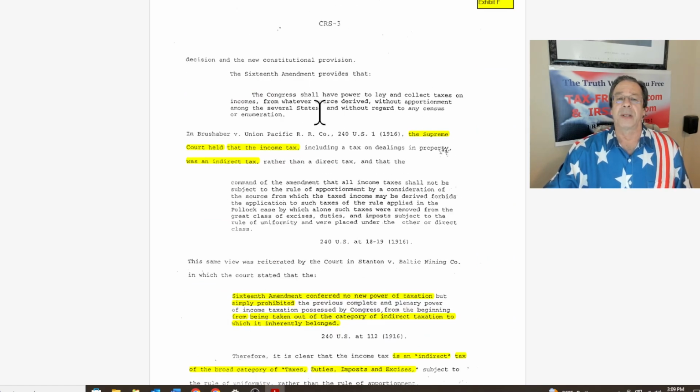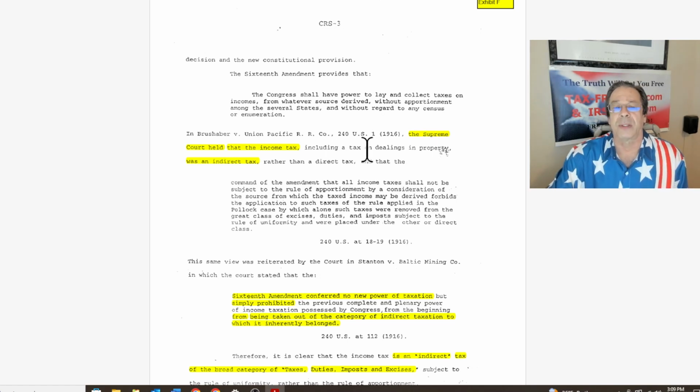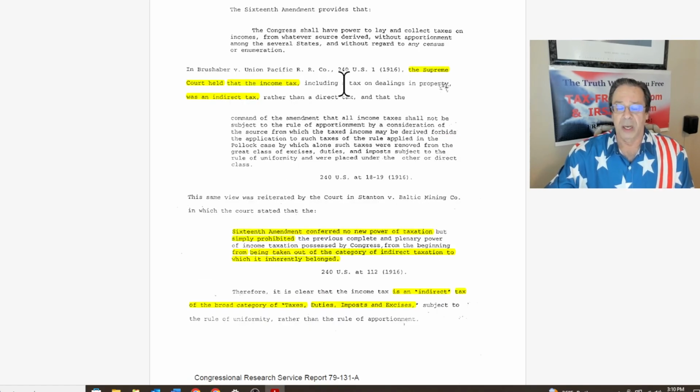He cites the 16th Amendment as the new provision, and then says in Brushaber versus Union Pacific, the court case we looked at, the Supreme Court held that the income tax, including a tax on dealing in property, was an indirect tax rather than a direct tax. So in 1979, we have the Congressional Research Service, Congress, agreeing with the Supreme Court that this is an indirect tax, not direct.